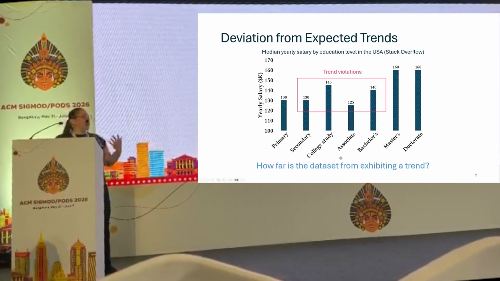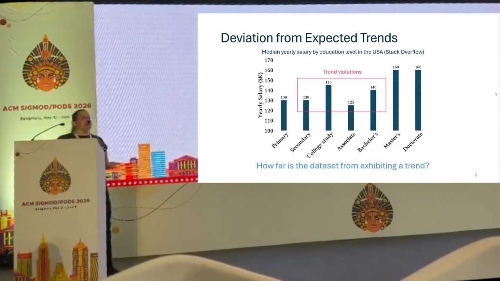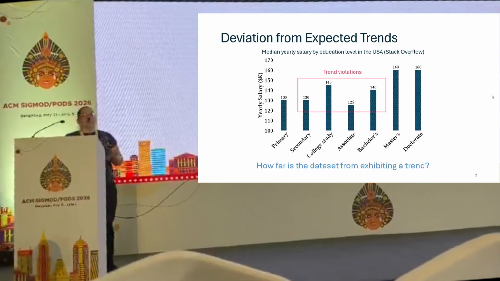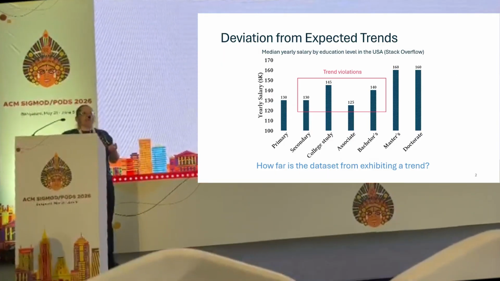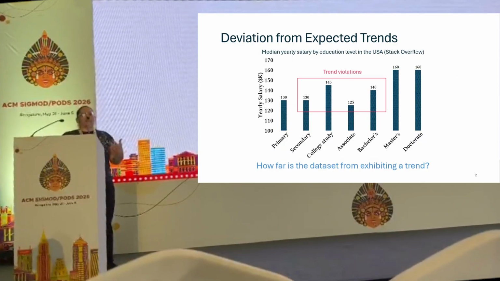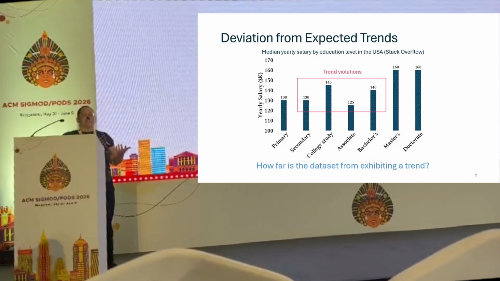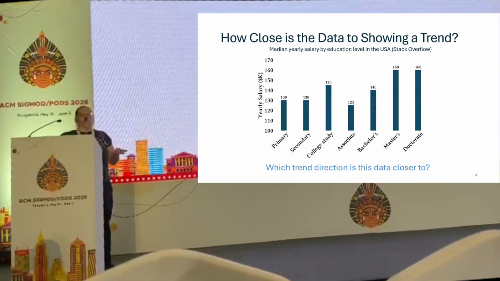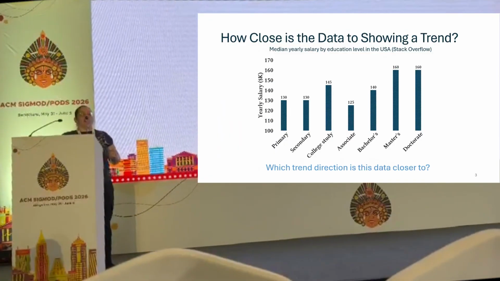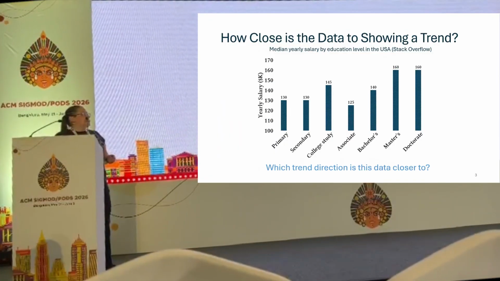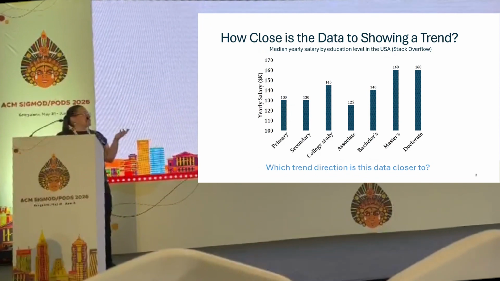So we can ask, how far is this data set from actually exhibiting a perfect increasing trend? And also, what is the correct direction of the trend? Is it possible that as a person gains a higher level of education, they become overqualified and their salary should actually decrease? So, we tested it.